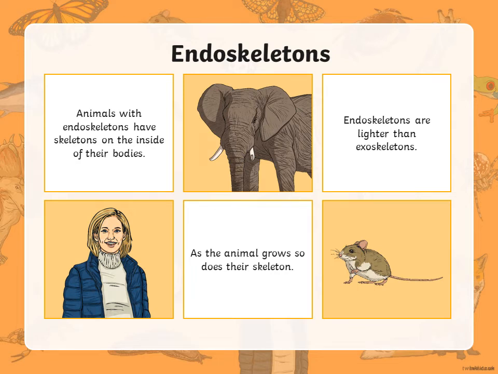Now some more details about different types of skeletons. Animals with endoskeletons have skeletons on the inside of their bodies. You can't see them, they're underneath the skin and muscles. Endoskeletons are lighter than exoskeletons. So skeletons on the outside, that layer of hard skeleton on the outside, is heavier than having the skeleton inside. As the animal grows, so does their skeleton. Yep, you can get bigger and bigger and your bones will grow with you.